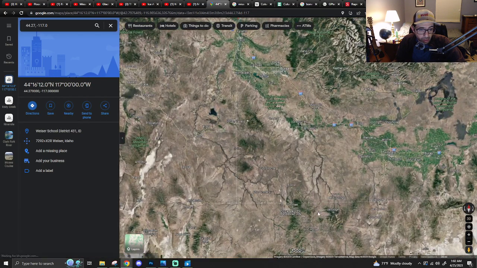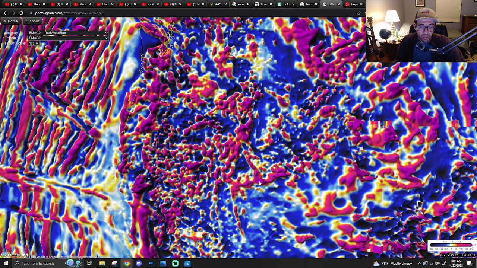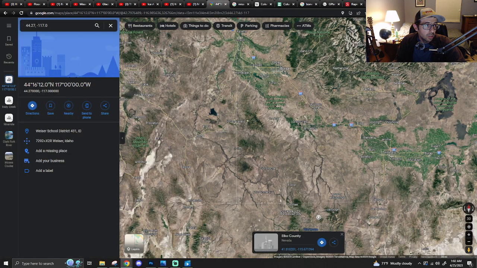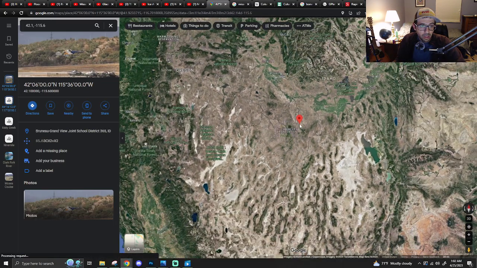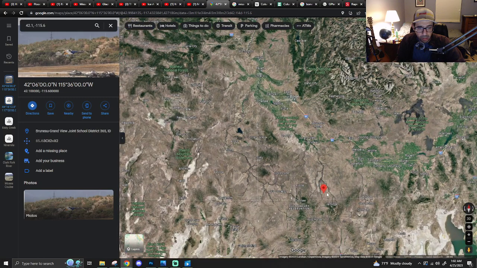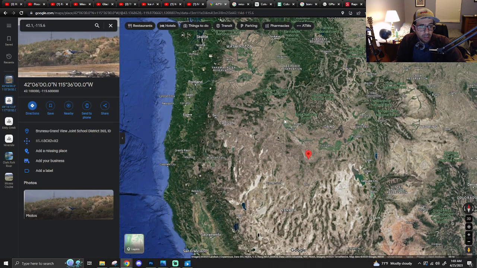From like there. Let's see. 41.8, 115.7. 41.81. That's not there. That wasn't. Okay. 42.1, 115.6. So it's generally there. Okay. I think I went a little further. So it generally goes up this way and across that way.